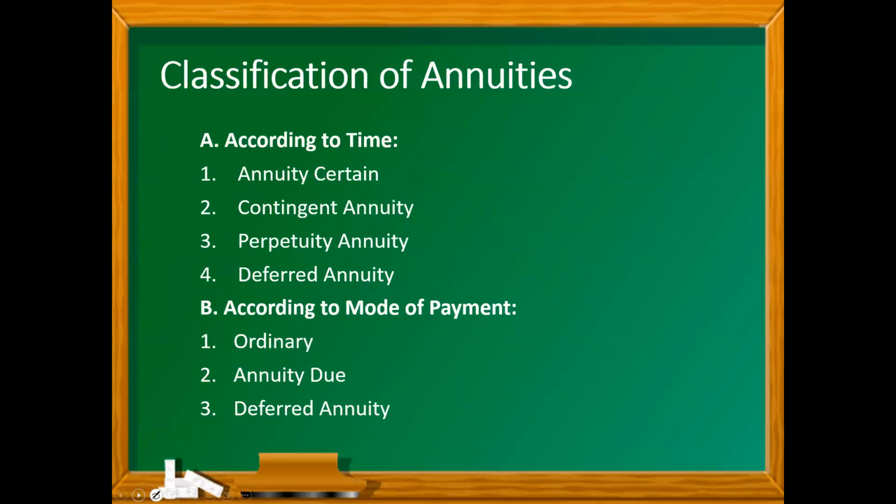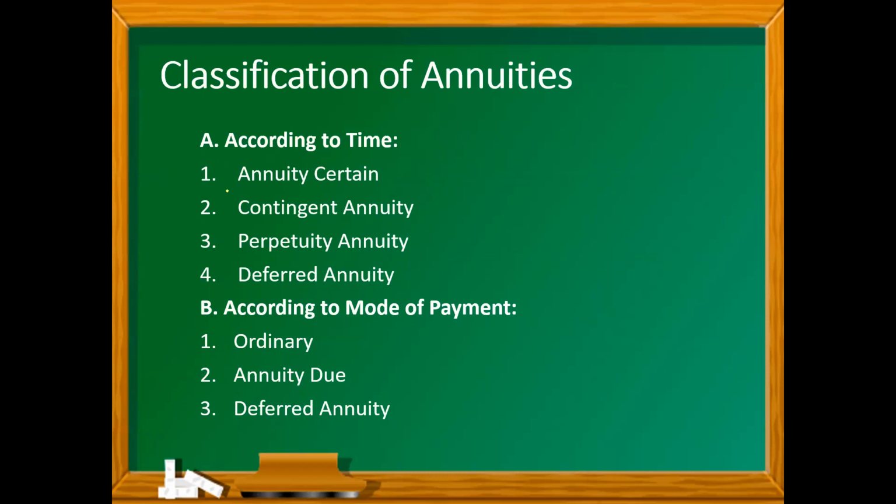There are classifications of annuities, and they're classified according to time and according to mode of payment. So we have three according to time and another three according to mode of payment. First is annuity certain. An annuity certain is an annuity in which payments extend over a fixed term. The term in this annuity begins and ends on definite dates.